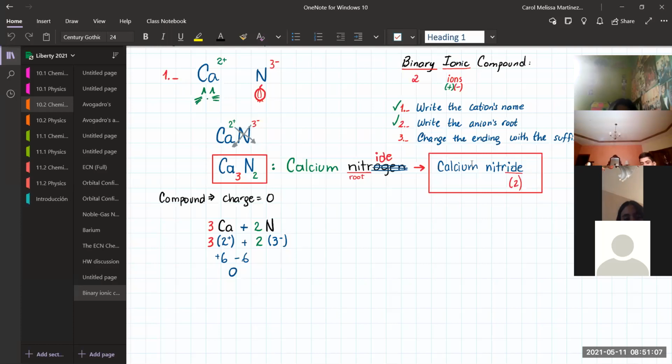Now, as a review, how to name the compound. Write the cation's name. Write the cation first. Write the root of your anion, your anion's root, okay? And then change the end by IDE. That's it. Calcium nitride.